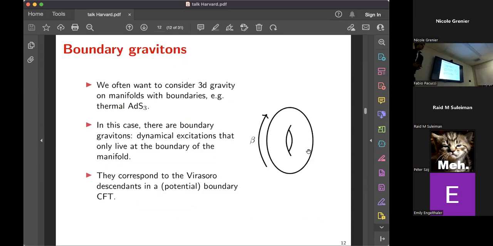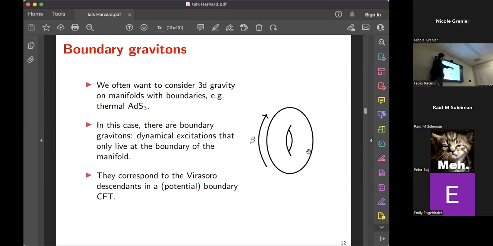Okay, and the theory is only topological in the bulk. So famously, 3D gravity has boundary dynamical degrees of freedom. You can see it very easily if you put 3D gravity on this kind of donut, where the time goes around the donut. This kind of background is called thermal AdS.